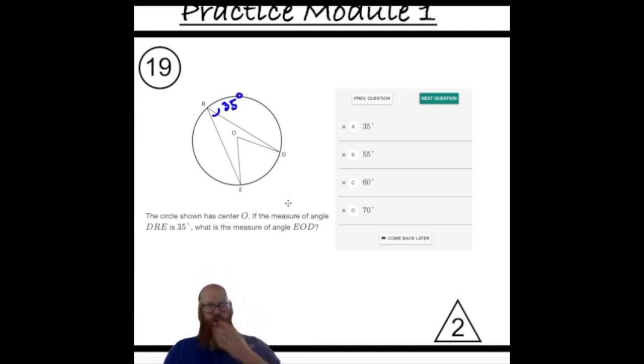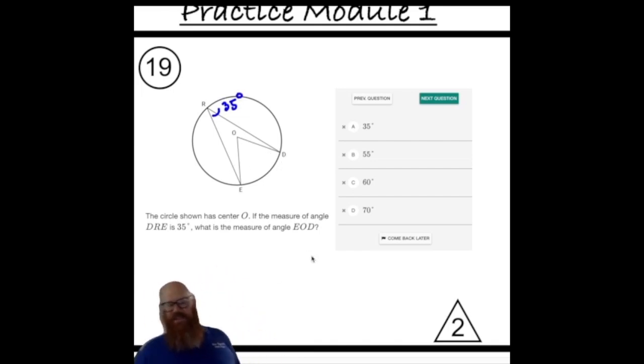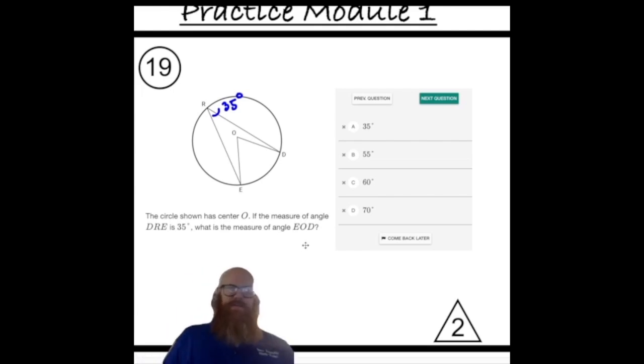All right, this one is pretty easy to do, but it involves a pretty specific theorem. This is the inscribed angle theorem. So an angle that's on the circle, as this one is, is called an inscribed angle. And here, the angle that's at the center is called a central angle.